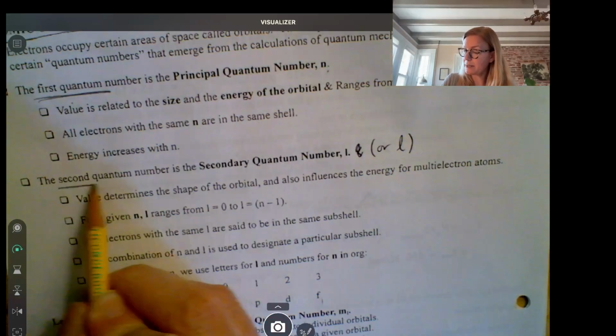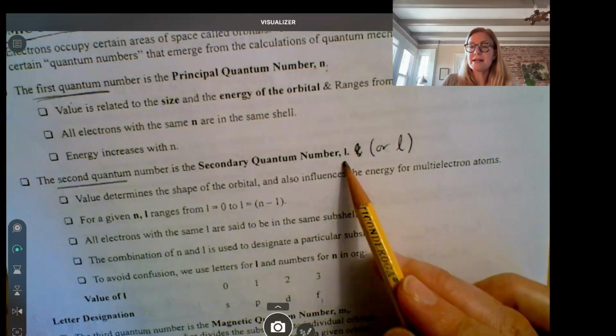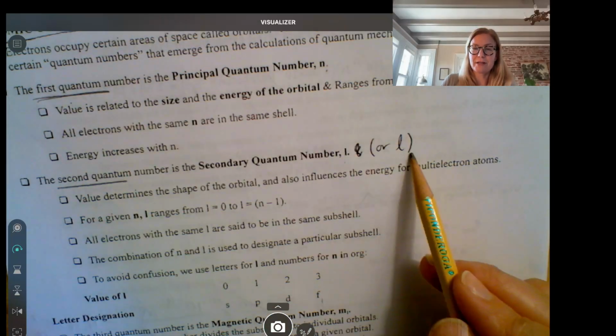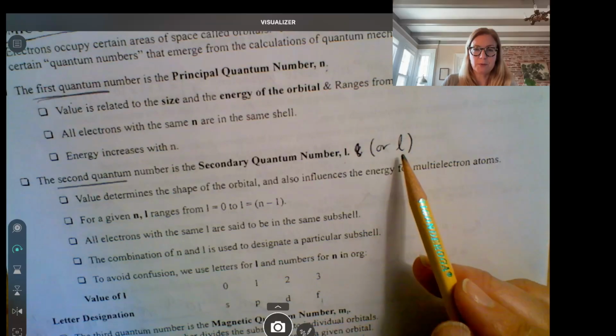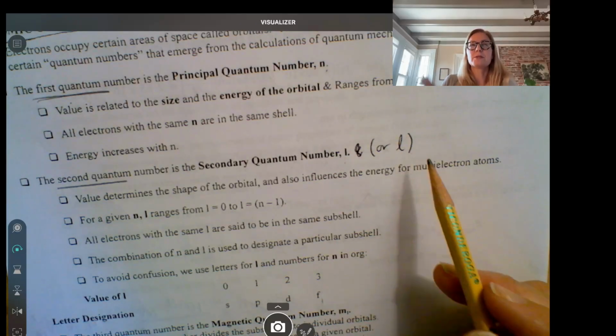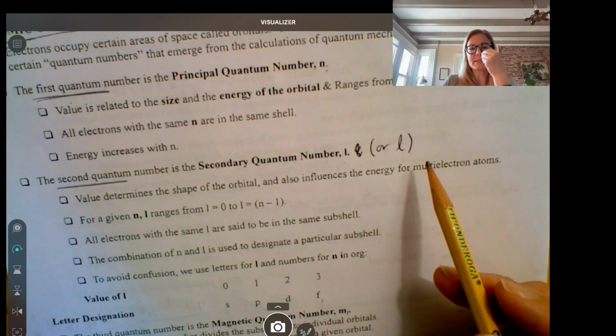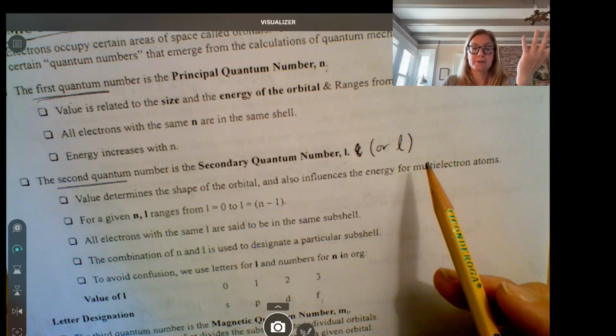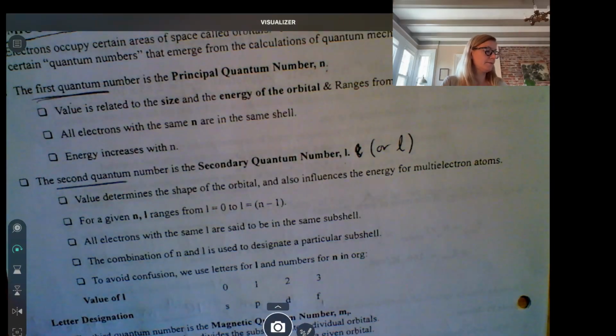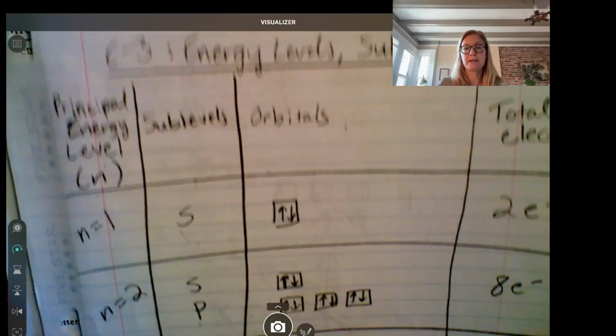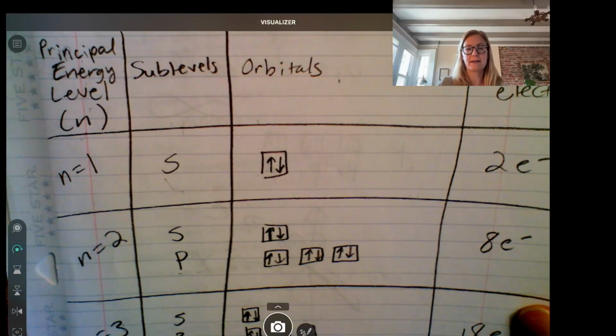The second quantum number, this is not a 1, it's a lowercase l. You could just write it like a cursive lowercase l. The second quantum number is the sublevel. What you may have learned in the past is that the sublevels are given letters. This is not in your packet. It's just a way that I've written it out in the past that I think is helpful.